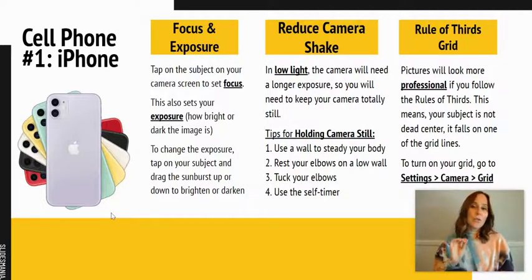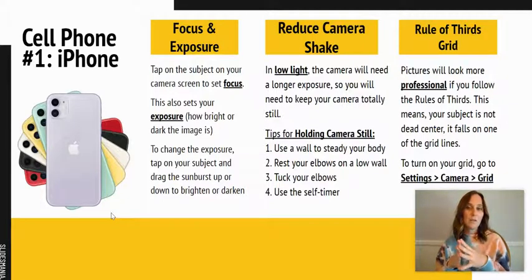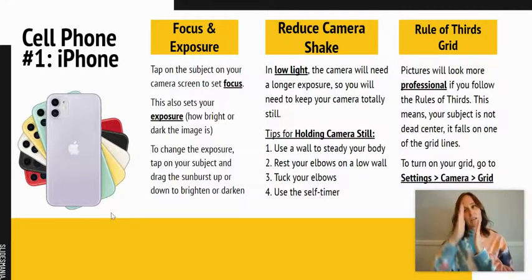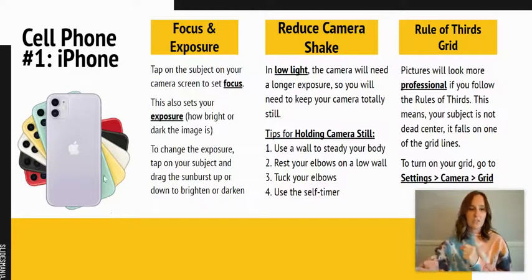You can use the rule of thirds grid. What that means is pictures will look more professional if you follow the rule of thirds. This means your subject is not just dead center. It falls on one of the grid lines. Think of a tic-tac-toe board. Okay, the 2 vertical lines, the 2 horizontal lines, where the lines intersect, that is considered on the rule of thirds. To turn the grid on for an iPhone, you're going to go to settings, you're going to go to camera, and you're going to go to grid. And that will turn the grid on so that when you take pictures, you can align your subject on one of those intersections.